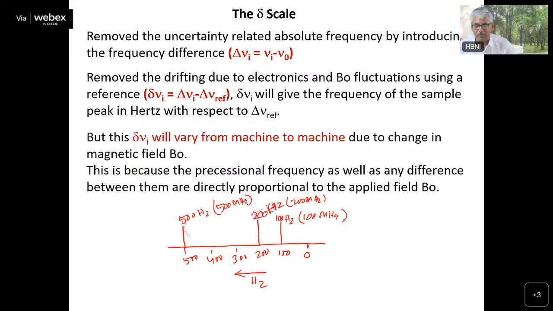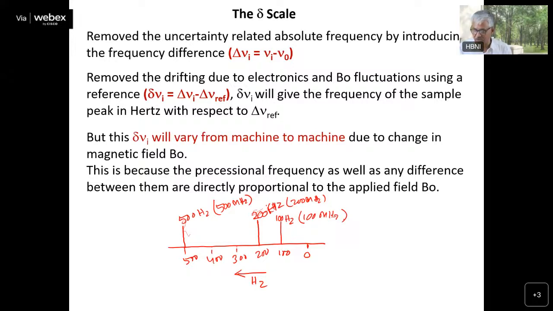So it becomes a machine-dependent property, which will be difficult. You always have to tell which machine you have recorded the NMR on. Although when you report an NMR spectrum you always mention that, you can see that if you record in this hertz unit, the spectra will not always look the same.